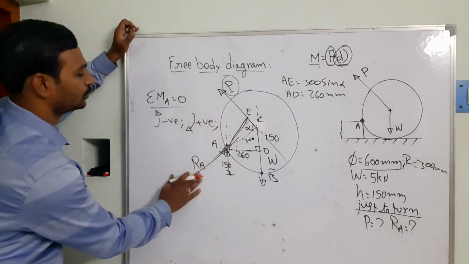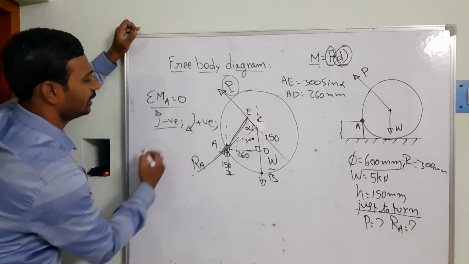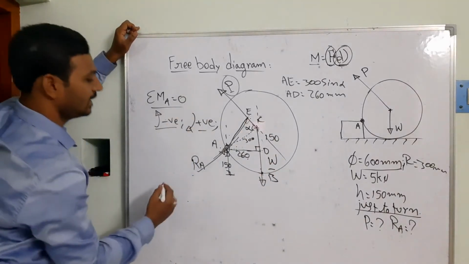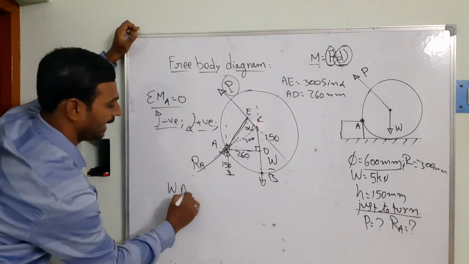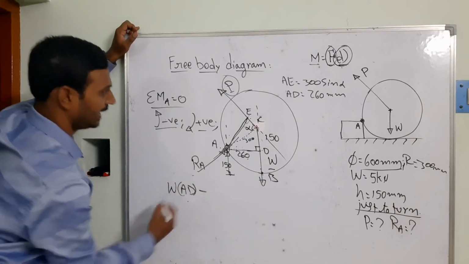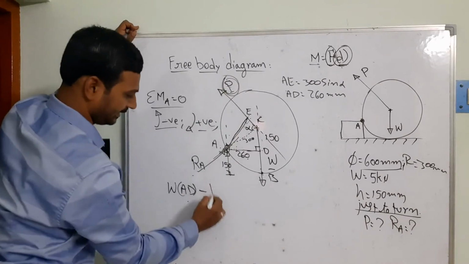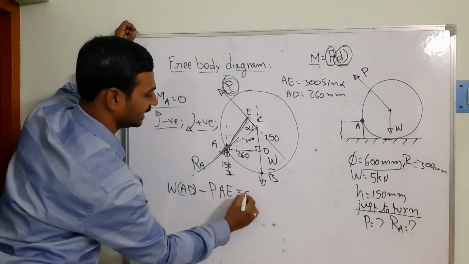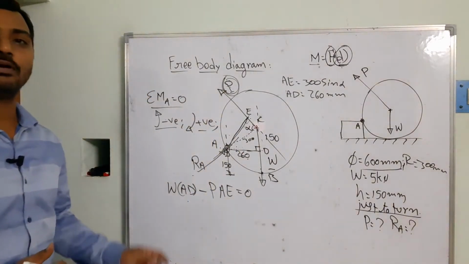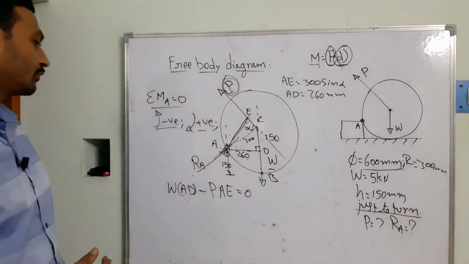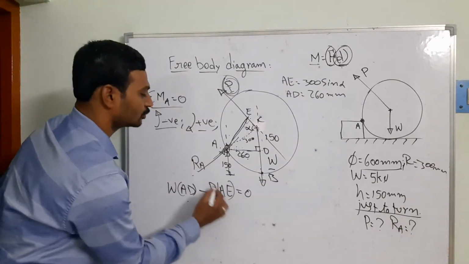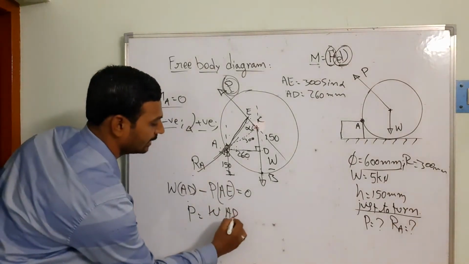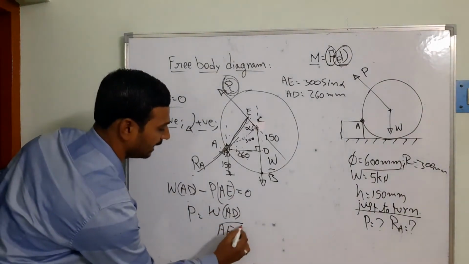So now what I am going to do, I am going to be taking here, this is going to be the negative and this is the positive. So the self weight is going to be trying to move in the clockwise direction. That's going to be W into AD, AD is the distance, minus this is the load P is going to be acting. So that is going to be the perpendicular distance, your AE, that is equal to 0. The summation of all the moments about a point is equal to 0. Now I want to calculate the force P. So then the P is equal to W times AD divided by AE.